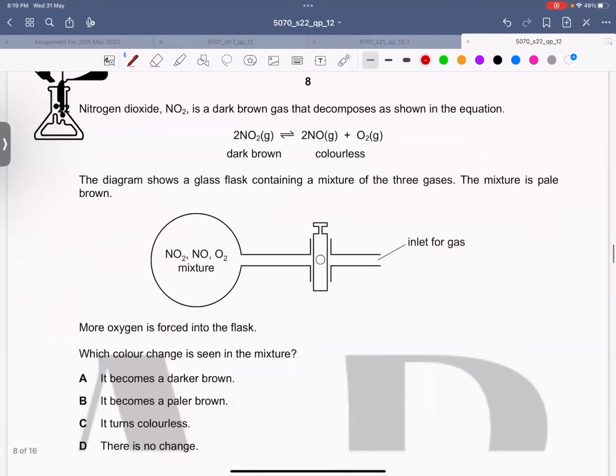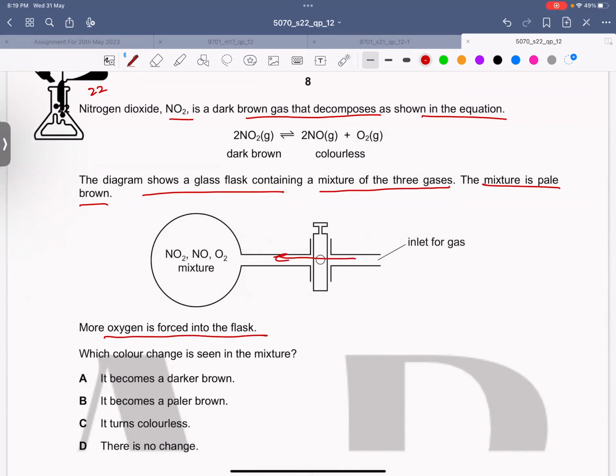Okay. Now, question number 22. Nitrogen dioxide, NO2, is a dark brown gas that decomposes as shown in the equation. The diagram shows a glass flask containing a mixture of the three gases. The mixture is pale brown. More oxygen is forced into the flask. If we force more oxygen into the flask, where does the equilibrium position shift? Equilibrium would shift towards the left. Left, right?